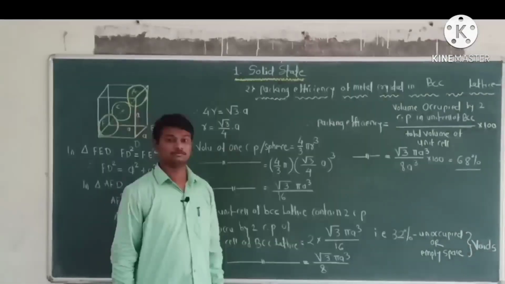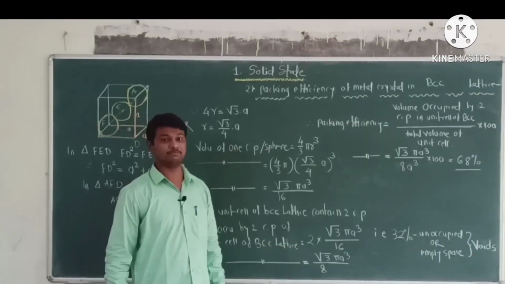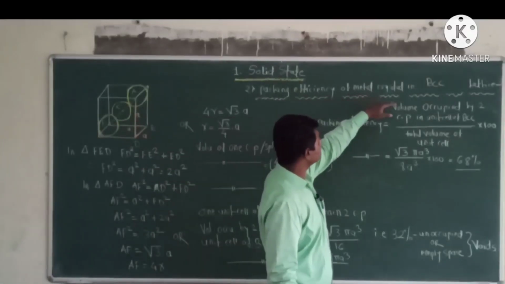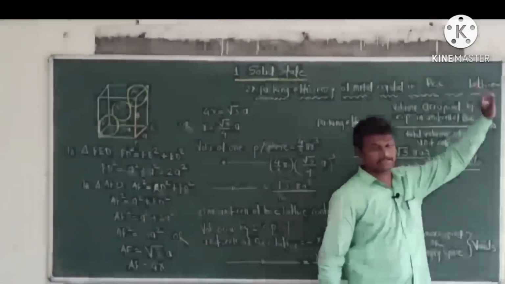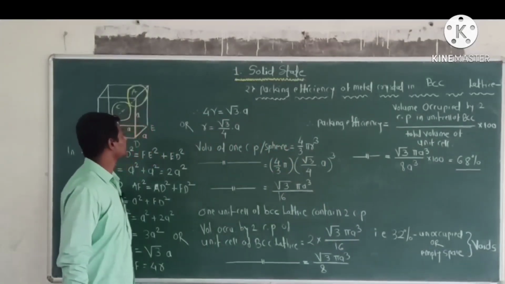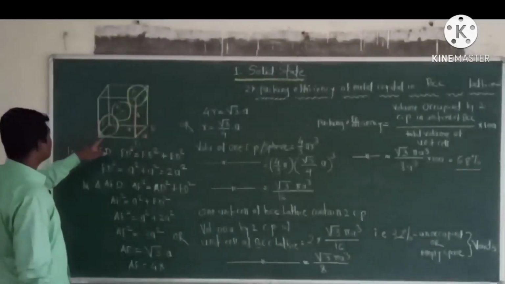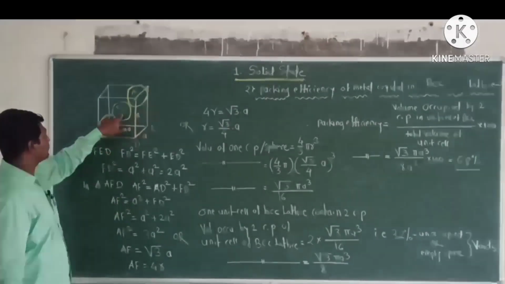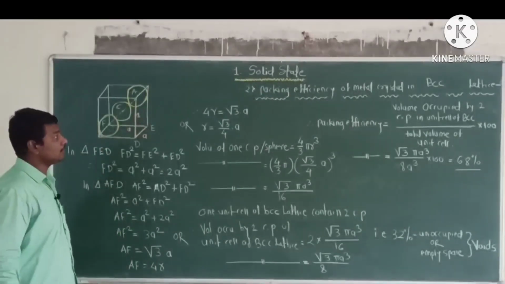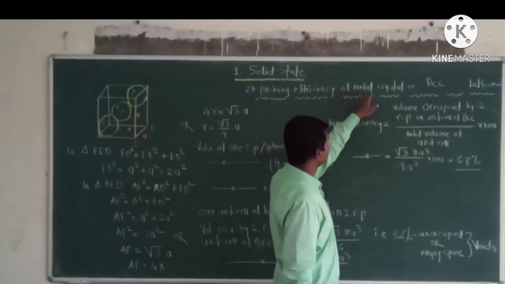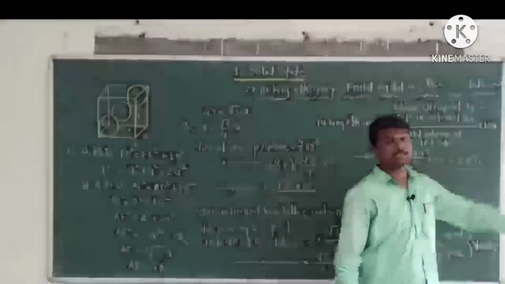Okay. The next point of packing efficiency is the packing efficiency of a metal crystal in a BCC lattice. All of you know the BCC lattice. In BCC, all constituent particles are present at the corner of the unit cell, as well as one constituent particle at the center of the body. Now, the second point is the packing efficiency of a metal crystal in a BCC lattice.